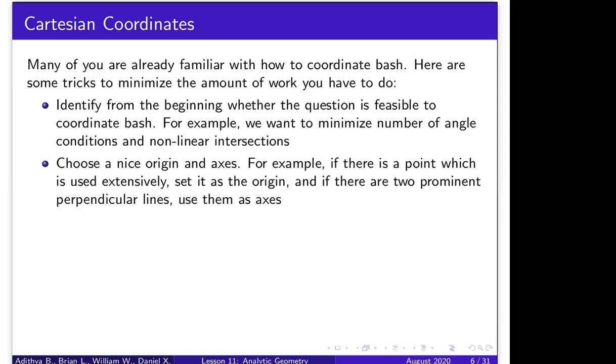For example, lines passing through the origin are of the form y equals mx, which is nicer since it doesn't have the b term. So if there's a point where a lot of lines are going through, set it as the origin. And if there's two prominent perpendicular lines, definitely use them as axes. But if there's only one, make sure to set it as one axis. And generally, if there's only one prominent line, we'll just set it as the x-axis for convenience.